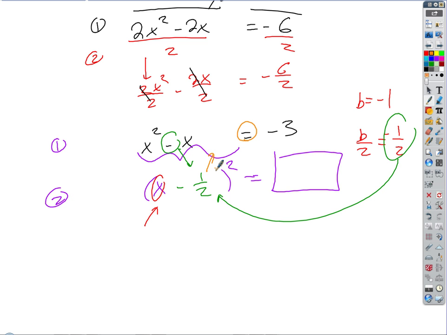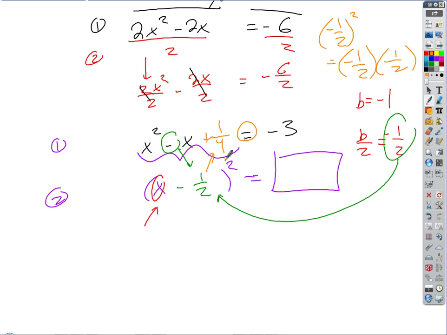So what's -1/2 squared? 1/4, isn't it? Right? Think about that. -1/2 squared. I can do this a bunch of ways. I can think of it as just squaring the top and squaring the bottom, or if you want to, just write it as -1/2 times -1/2. Negative times negative is positive, right? And then I multiply straight across. 1 times 1 is 1, and 2 times 2 is 4.